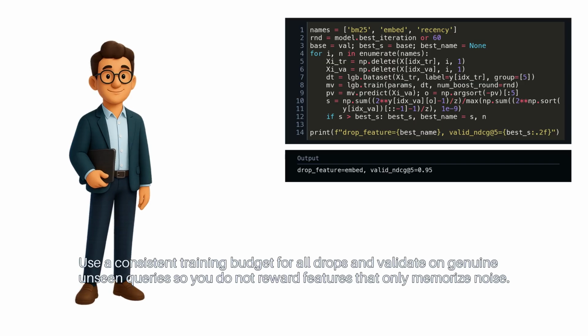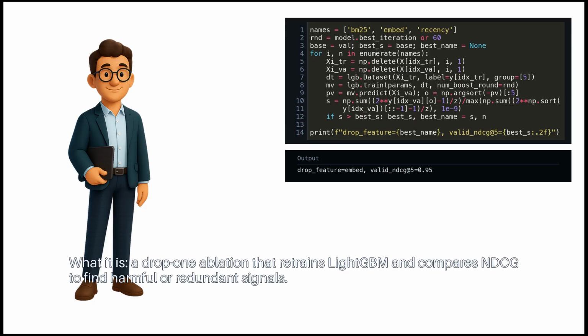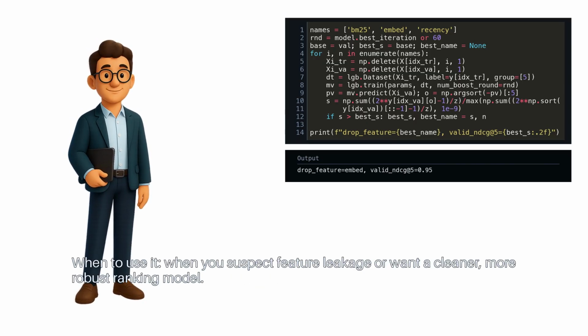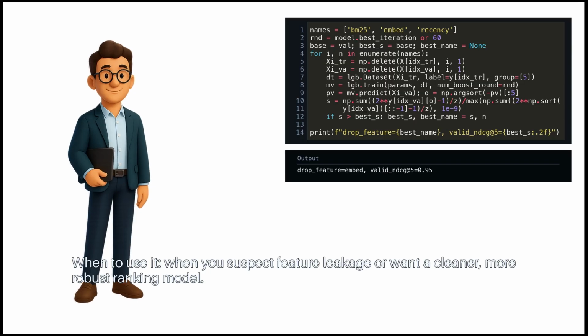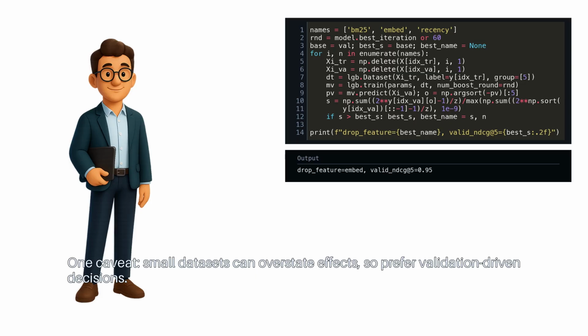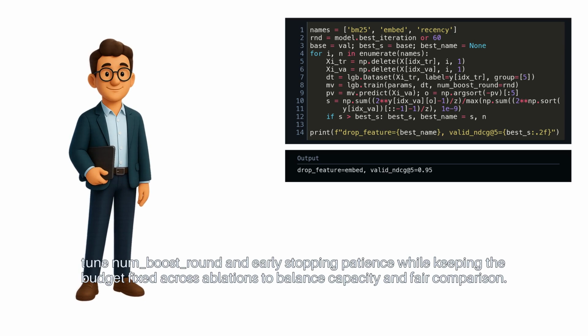Recap: what it is is a drop-1 ablation that retrains LightGBM and compares NDCG to find harmful or redundant signals. When to use it: when you suspect feature leakage or want a cleaner, more robust ranking model. One caveat: small datasets can overstate effects, so prefer validation-driven decisions. Next step: tune num_boost_round and early stopping patience while keeping the budget fixed across ablations to balance capacity and fair comparison.